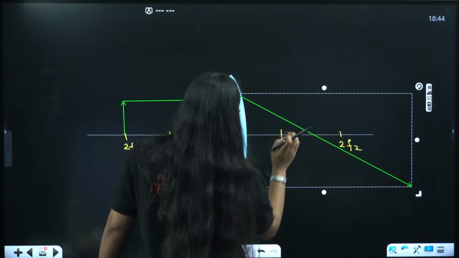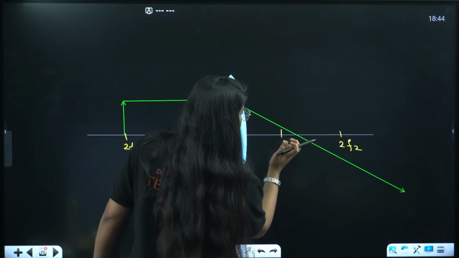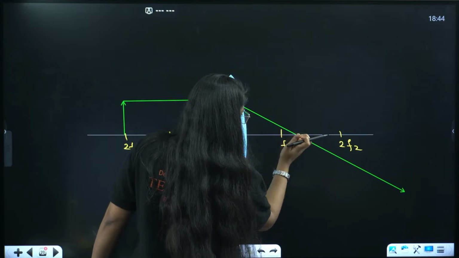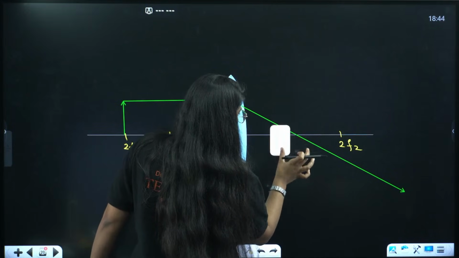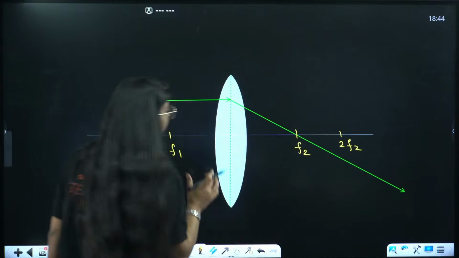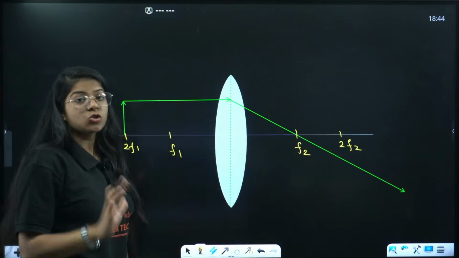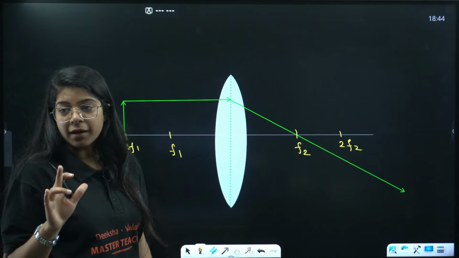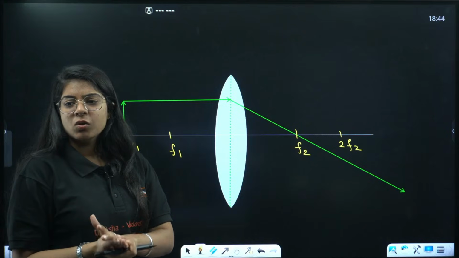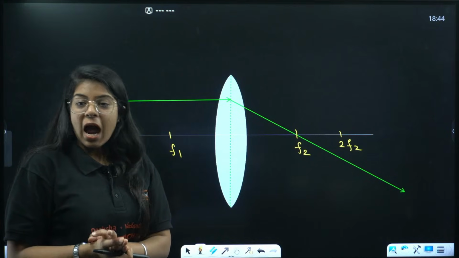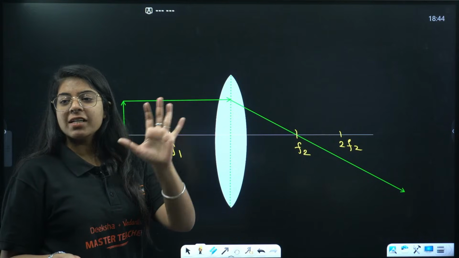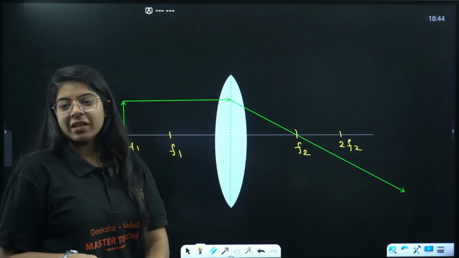Let me, ठीक है, रुको. We'll make the focus here. ठीक है? Ideally this should be the same difference. ठीक है? So you make it with a scale. Done? Yes, at 2F2, real, inverted, same size. You guys are so intelligent. And we have the answer for the third case, that is formed at 2F2, real, inverted, same size as that of the object. Very good, very good.